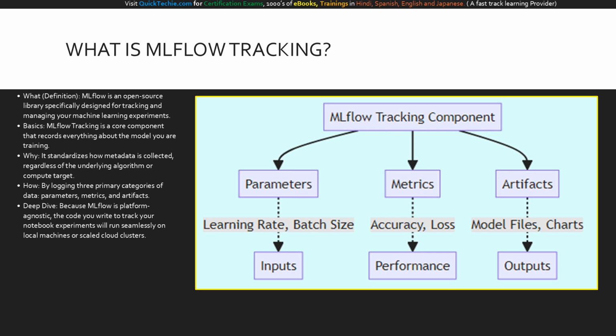This diagram breaks down the MLflow tracking component into its three foundational pillars. At the top, we have the core MLflow engine. It splits data collection into parameters on the left, representing your configuration inputs like learning rate. In the middle, it captures metrics, which track your model's performance, such as accuracy. On the right, it saves artifacts, which are the physical outputs like your generated model files. Visualizing it this way helps you remember exactly what kind of data you should be logging during your experiments.